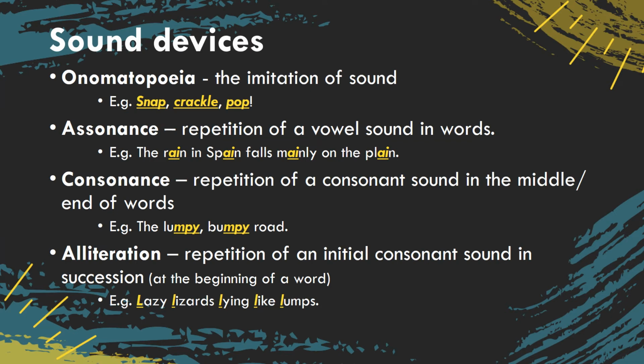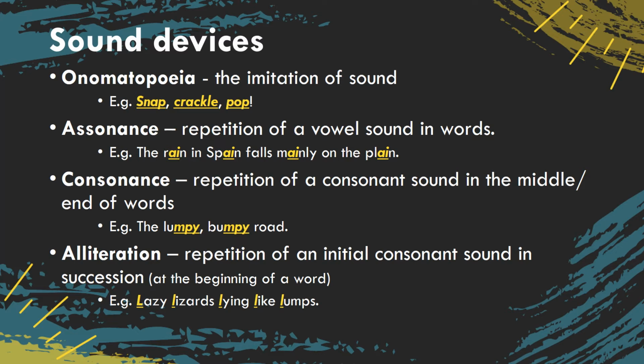Sound devices. Onomatopoeia is the imitation of sound. For example, snap, crackle, pop. Assonance is the repetition of a vowel sound in words. For example, the rain in Spain falls mainly on the plain. Consonance is the repetition of a consonant sound in the middle or at the end of words. For example, the lumpy bumpy road.